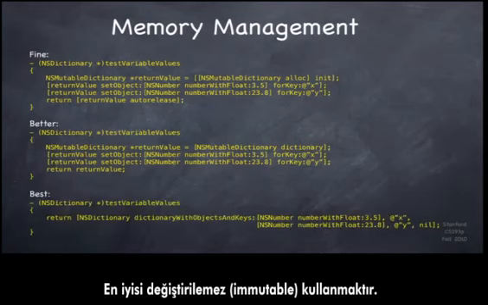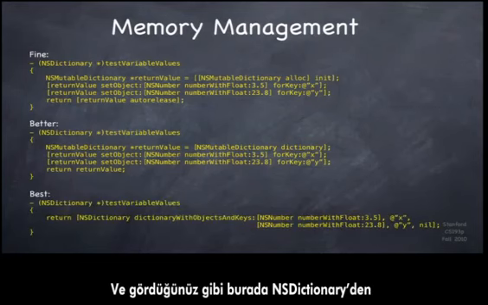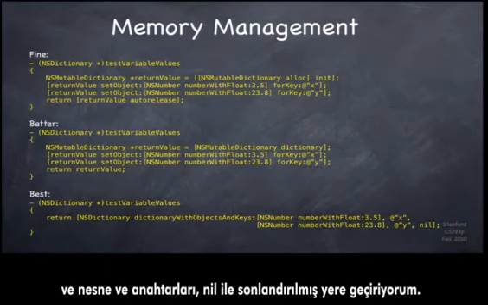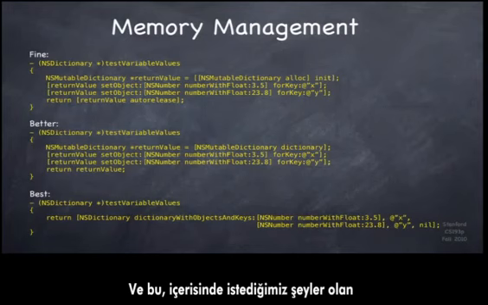The best is to use immutable. So here's the exact same thing. And you can see here, I'm asking NSDictionary to do this class method dictionaryWithObjects:andKeys:, and I'm passing it the objects and keys I want in there, nil terminated, and this is going to return an immutable NSDictionary with the stuff in it.